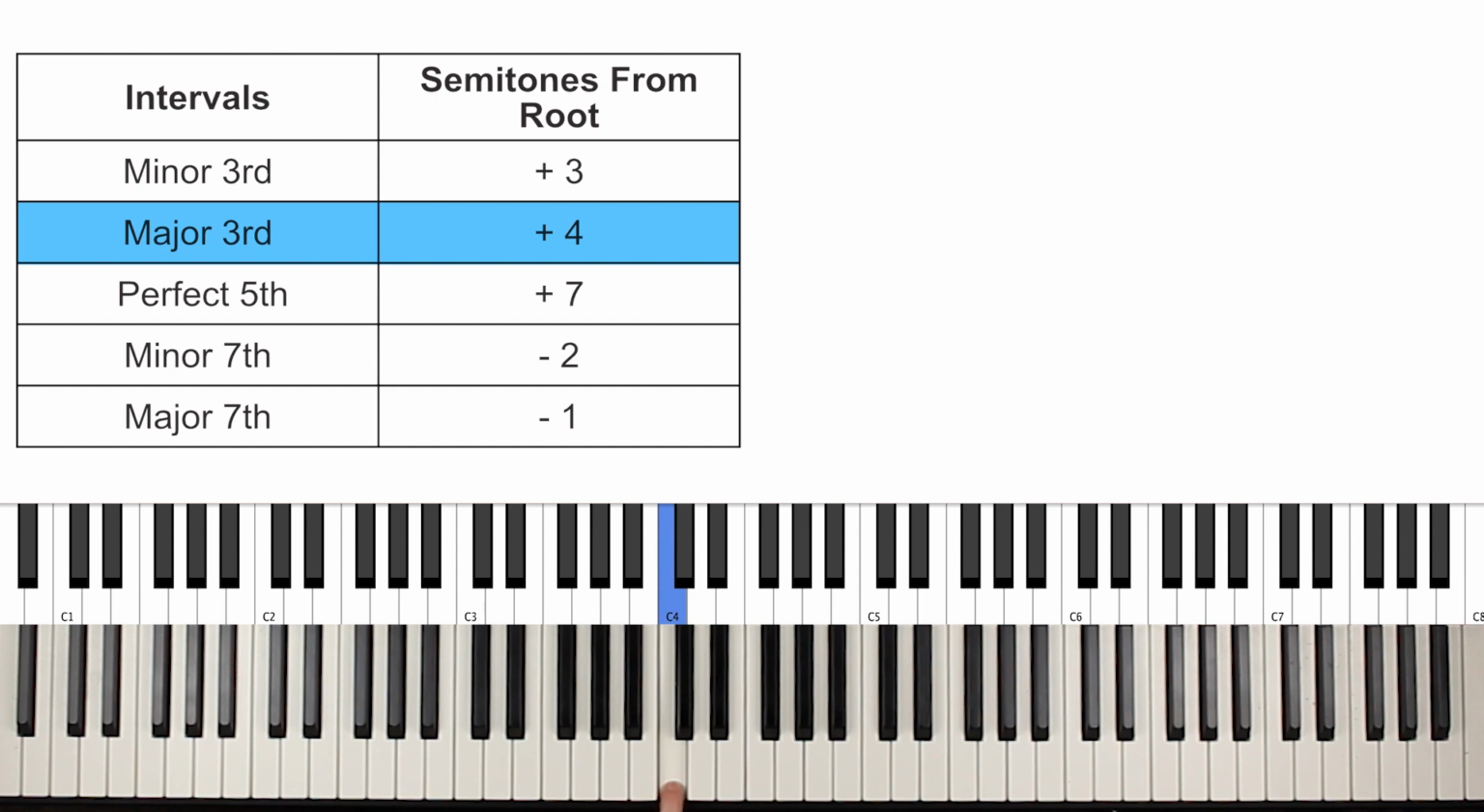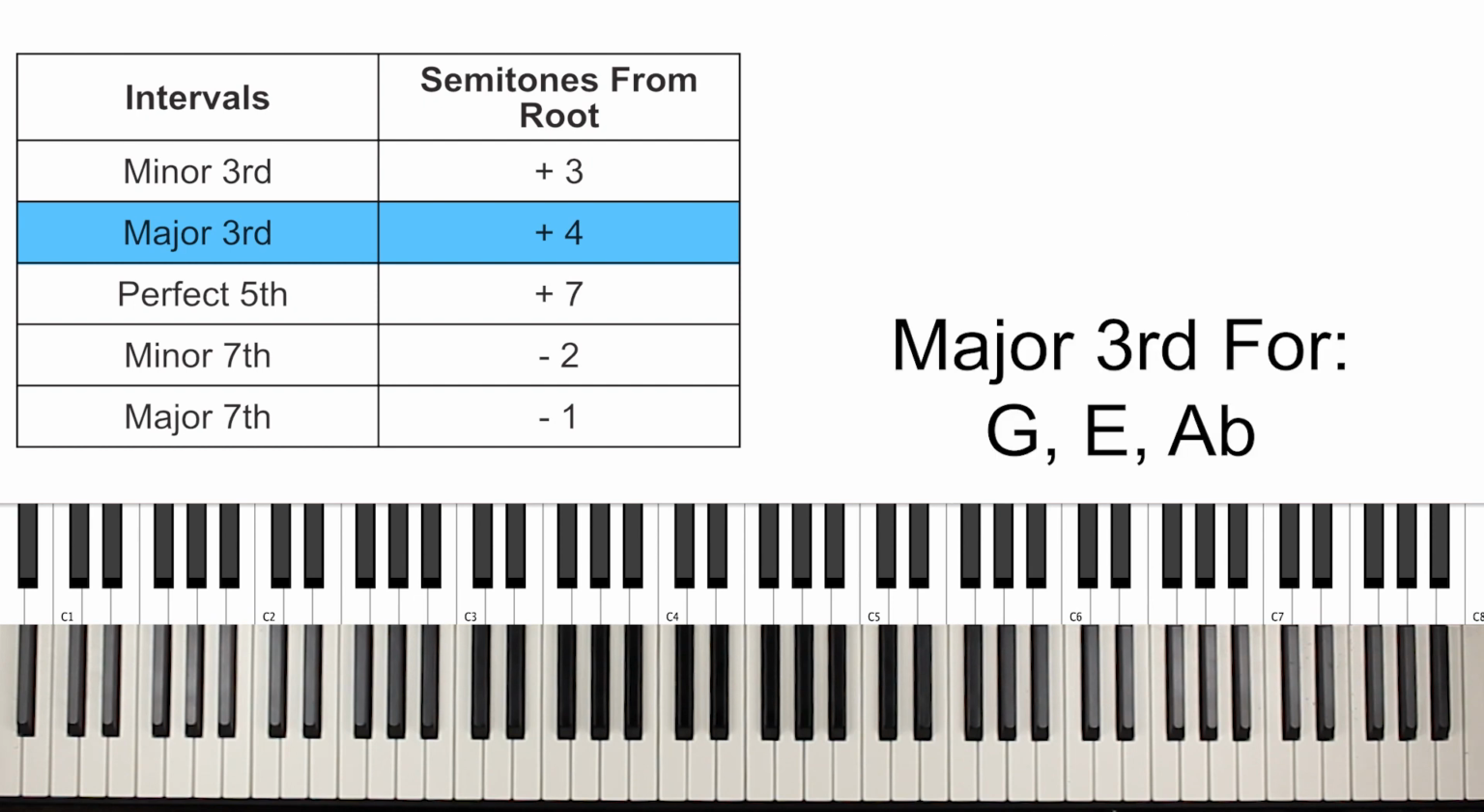So for C, 1, 2, 3, 4, the major third is E. We'll find the major third for G, E and A flat. So for G, 1, 2, 3, 4, the major third is B. For E, 1, 2, 3, 4, the major third is A flat. And for A flat, 1, 2, 3, 4, the major third is C.